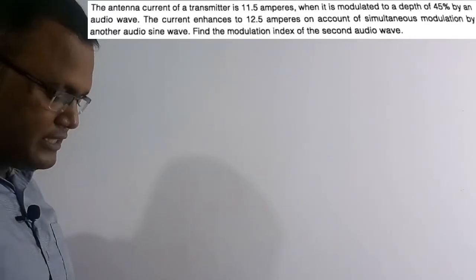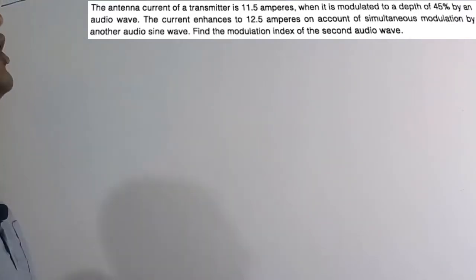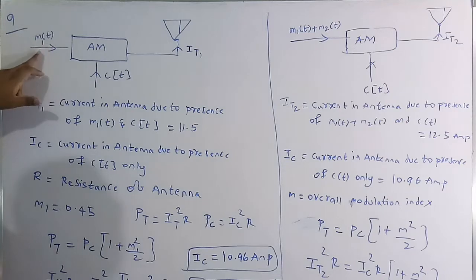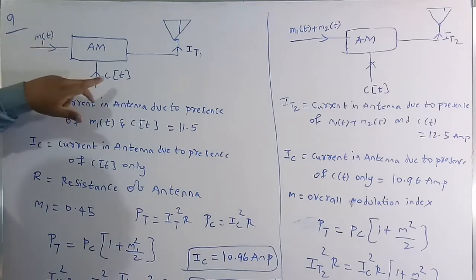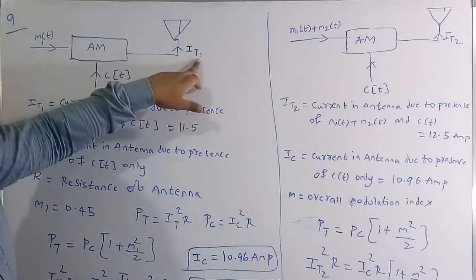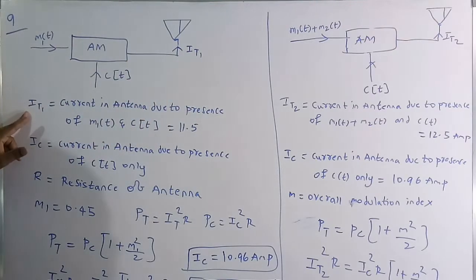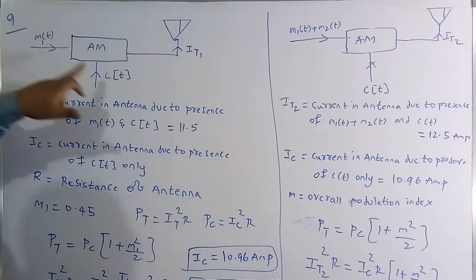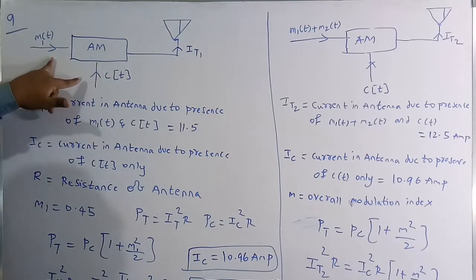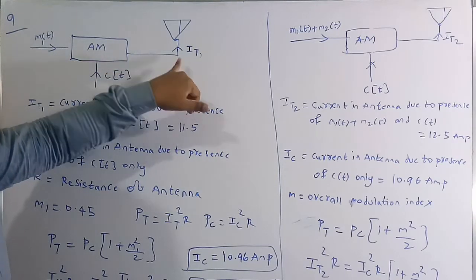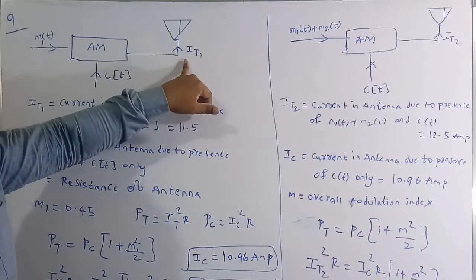This question was given in the IES 2018 for 20 marks. So let's solve this numerical. As a transmitter, we have the message signal M1 of t and the carrier C of t, and this is the antenna. The current in the antenna is IT1, the current in the antenna because of the presence of M1 of t and C of t. When these two signals are present, the current flowing in this antenna is called IT1.